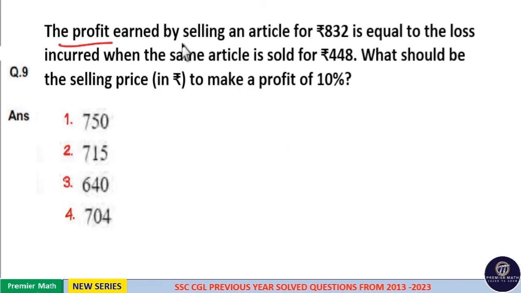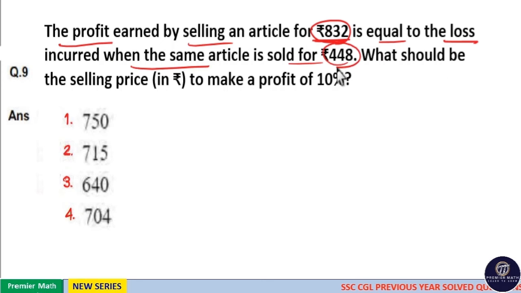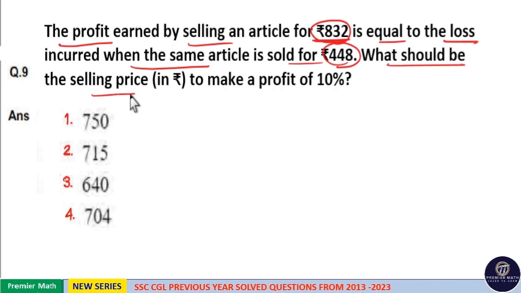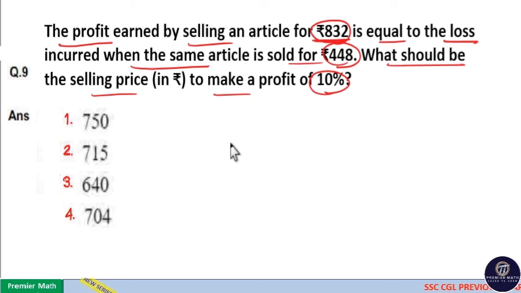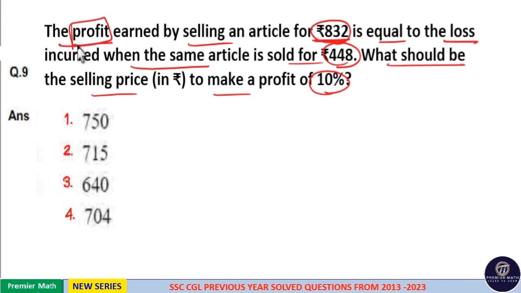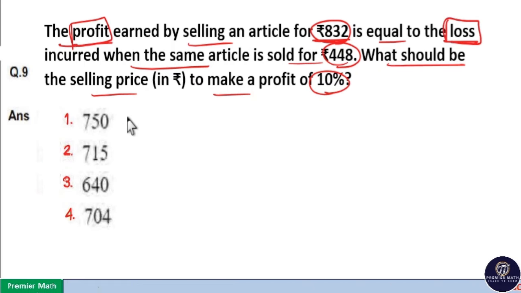The profit earned by selling an article for rupees 832 is equal to the loss incurred when the same article is sold for 448 rupees. What should be the selling price to make a profit of 10%? Here profit is equal to loss.